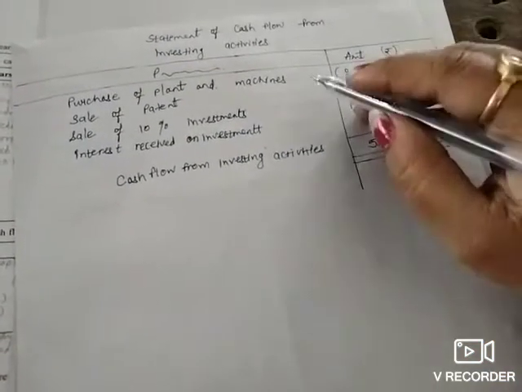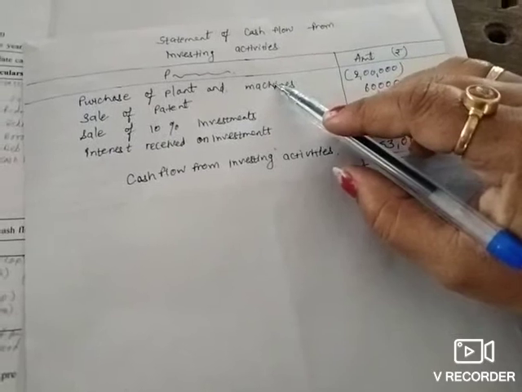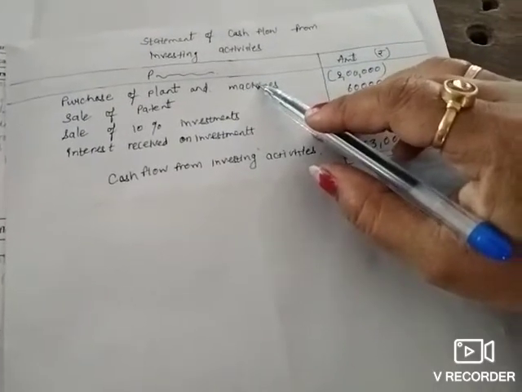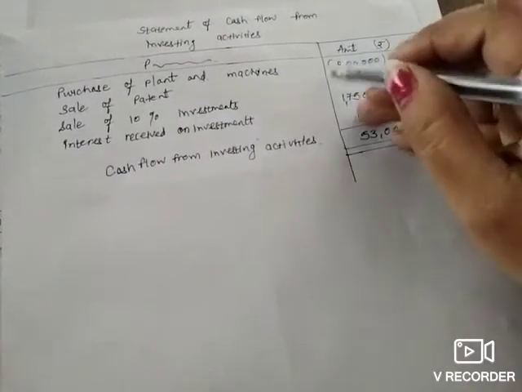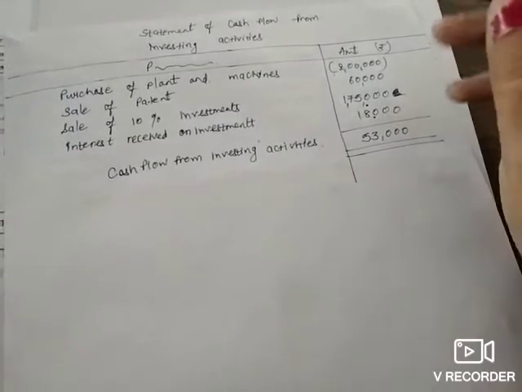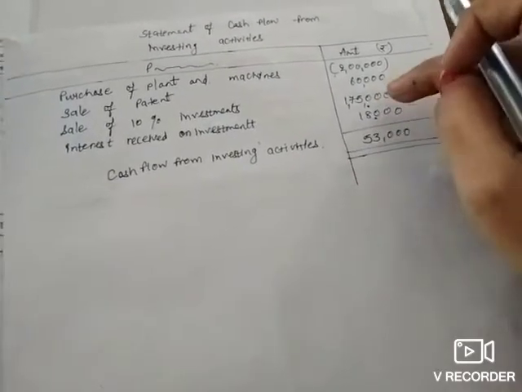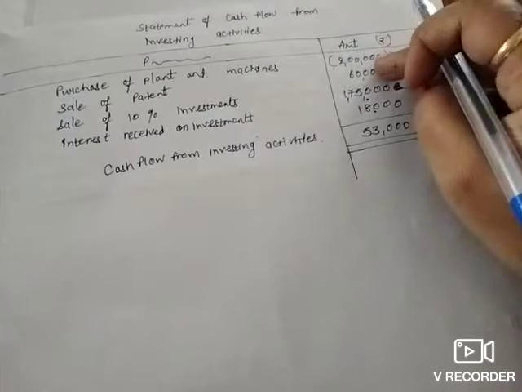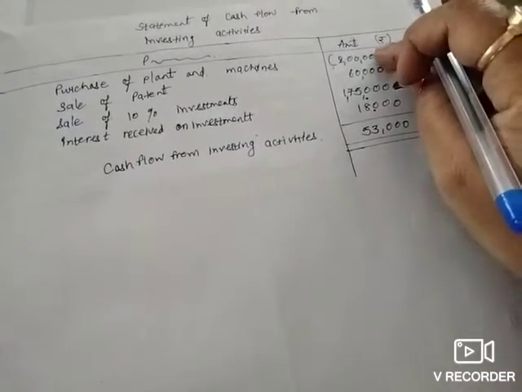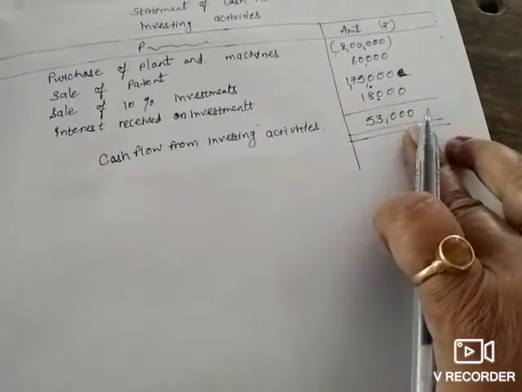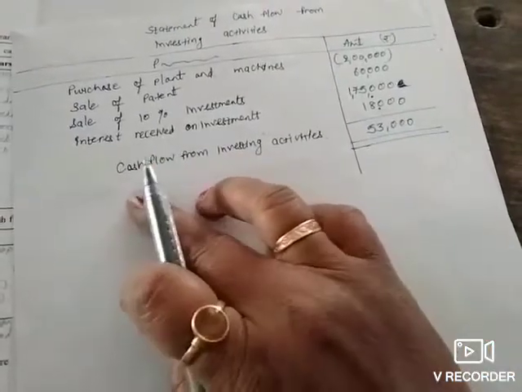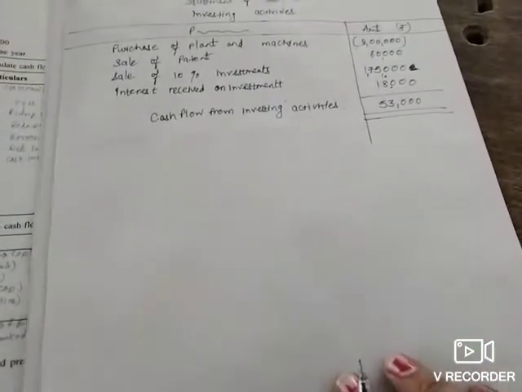Now here we are purchasing this plant and machinery, that means this is a cash outflow. So 2 lakhs rupees, that is to be written in brackets. Now make the total: 1,75,000 plus 60,000 plus 18,000 less 2 lakhs. So the difference comes to 53,000, that is to be recorded as cash flow from investing activities. Do not write cash inflow or outflow, just write cash flow from investing activities, right?